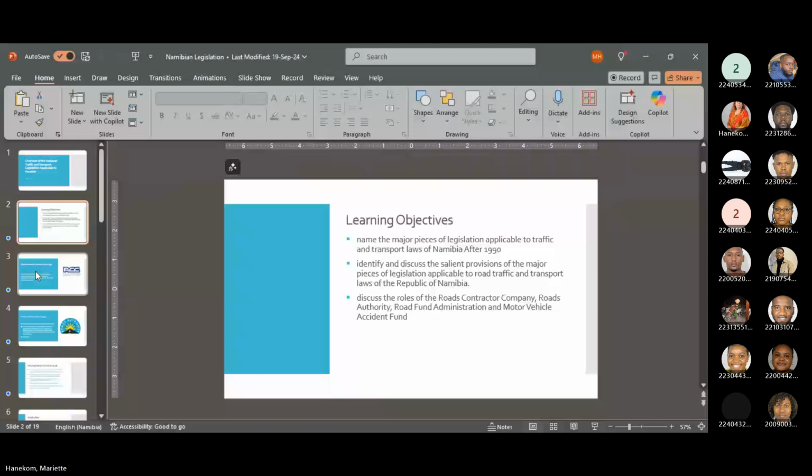These three acts create three closely related state-owned enterprises. These were divisions formerly of the Ministry of Works and Transport at the time. The decision was then made to create these separate state-owned enterprises to fulfill these particular functions. So Roads Contractor Company, Roads Authority, and Road Fund Administration.